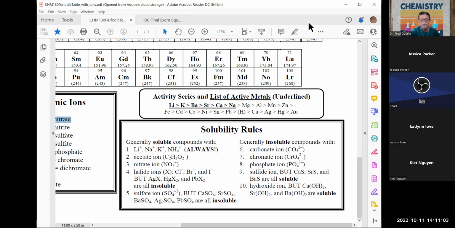And one thing about this solubility table is there's two columns. The column on the left is soluble. I call these guys the big four. When the cation is bonded to any of these metals, lithium, sodium, potassium, or ammonium, that ionic compound is always soluble, 100%. Previous example, I said sodium hydroxide. So anything that's bonded to sodium is soluble in water.